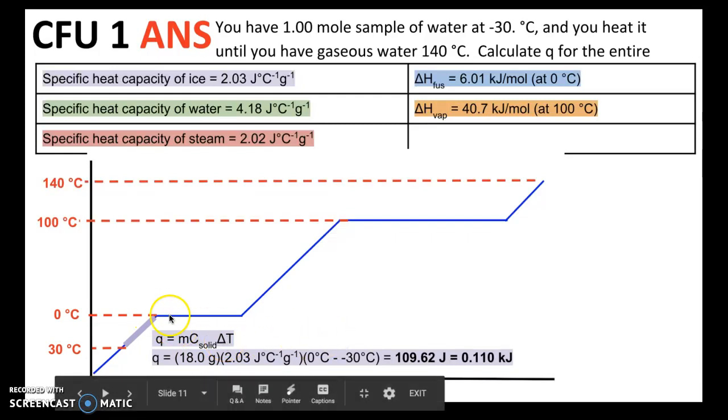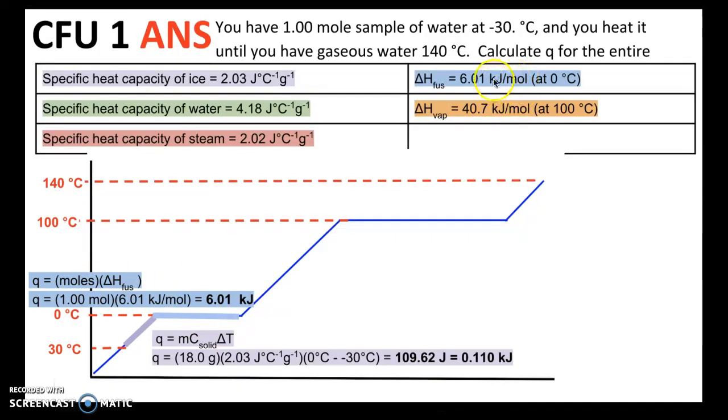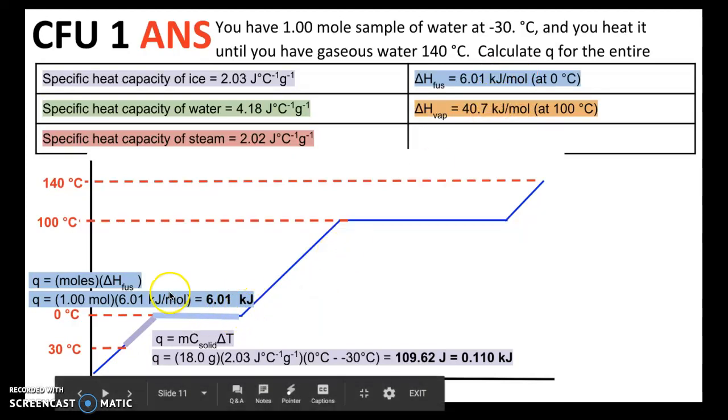All right, the next segment is the melting segment here. For that segment, I'm going to use moles times delta H fusion. That's real simple. They gave me the moles, I plugged that in, and I have my delta H fusion at 6.01 kilojoules. So it's 6.01 kilojoules of heat absorbed while I was melting.